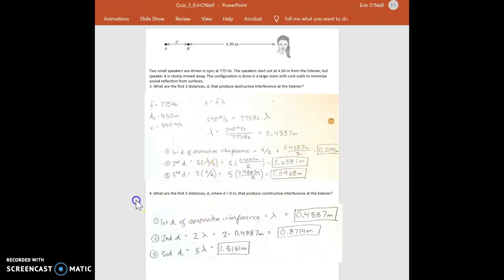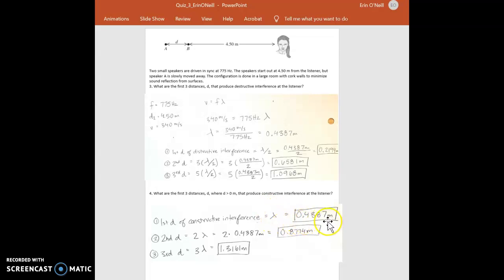And then for number 4, what are the first 3 distances that produce constructive interference? Well, the very first distance, where d is bigger than 0 meters. I wonder if this right here is just 0 meters, if it's just lambda. One wavelength. That's just one wavelength. So no, that's one wavelength away. Okay. 0 would be 0.